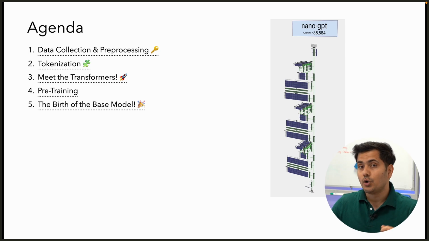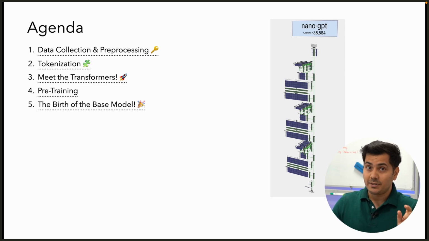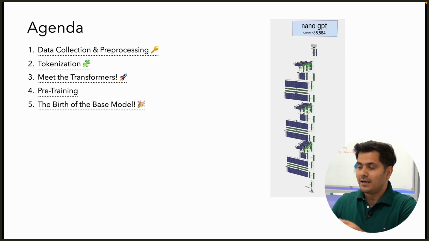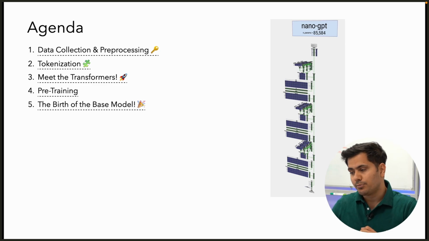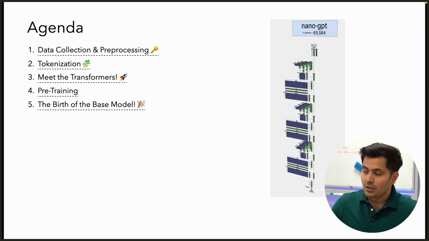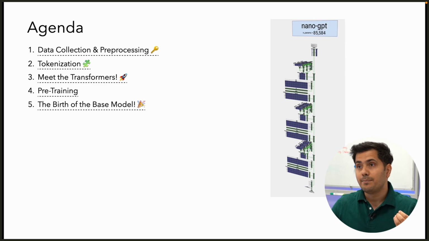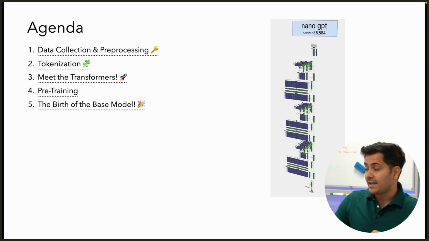And then we will go into pre-training, right? In ChatGPT, the P stands for pre-trained. GPT is generative pre-trained transformers. We'll be looking at the pre-training process as well. And then finally, we will see how a base model gets created, how a foundation model gets created. We will also do a quick demo of a foundation model. All right, let's get started.